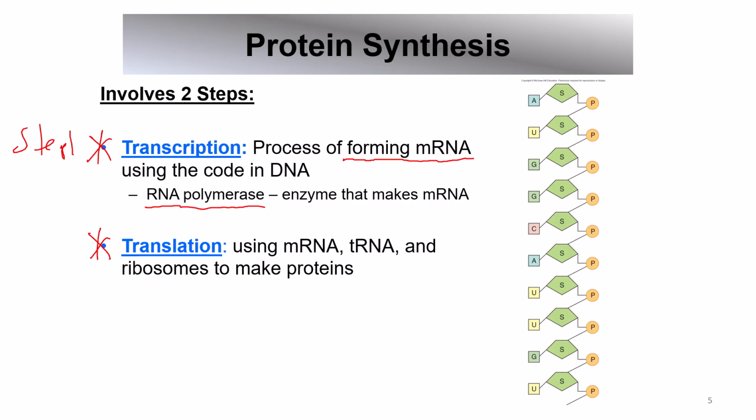Then in the next step, step 2, translation. Here, that mRNA that was made is going to get used, but we're also going to see these little smaller molecules, tRNAs, those get used, and the ribosomes to make proteins. Let's start with transcription.